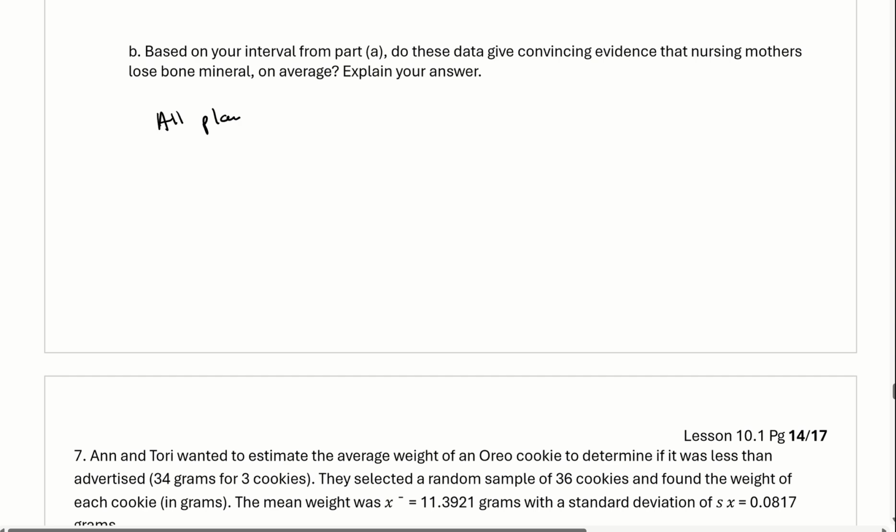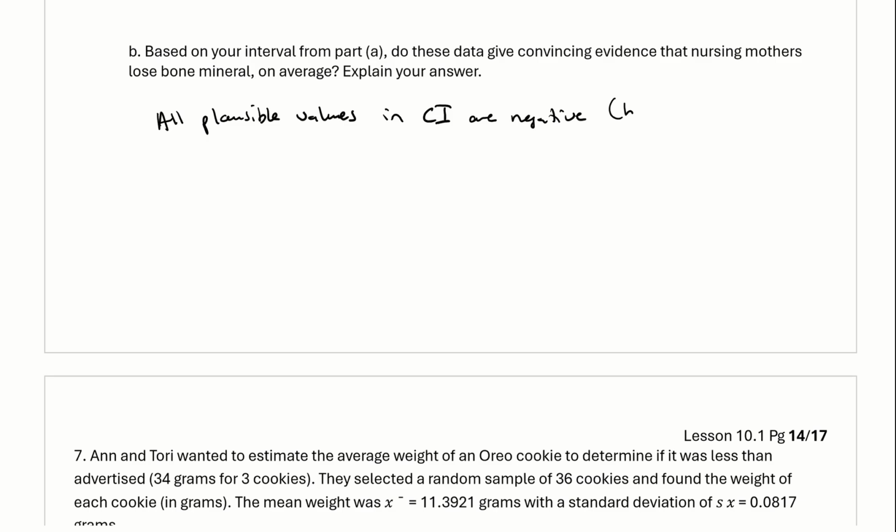All plausible values in the confidence interval are negative, which means bone loss. So the data gives convincing evidence.